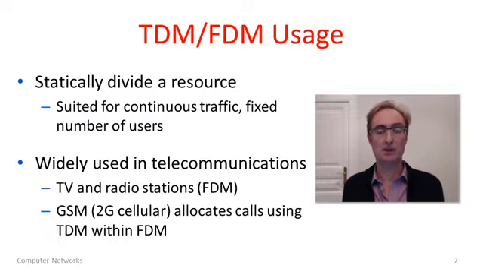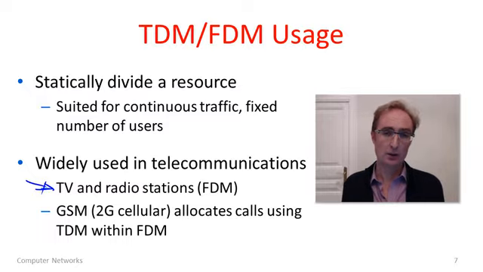Time division multiplexing and frequency division multiplexing are typically used in telecommunications to statically divide the bandwidth or the resources of a link. They're well suited for cases where traffic is continuous and there is a relatively fixed number of users. Classic scenarios for using these techniques would be with, for example, television or radio stations. These stations might always transmit. You could allocate them a different frequency band. They can all send in parallel on their different frequencies, and the spectrum is used effectively.